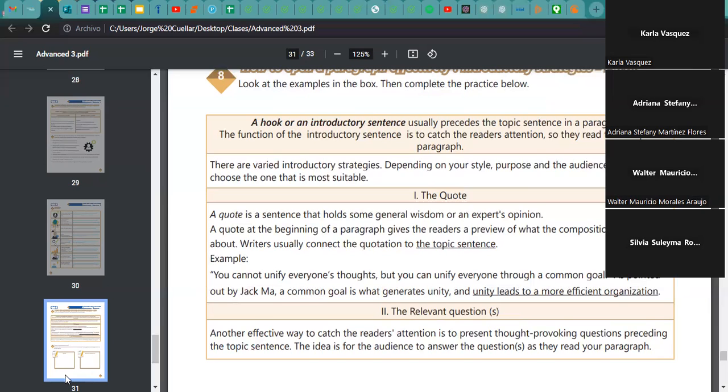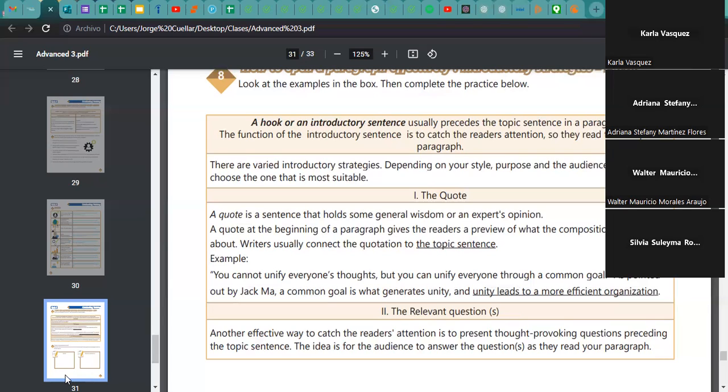Very good. So, this is not the topic sentence. This is before the topic sentence in a paragraph. As you may remember, we were discussing that one, the topic sentence, right? So, a hook or an introductory sentence usually precedes the topic sentence in a paragraph. The function of the introductory sentence is to catch the reader's attention, so they read the complete paragraph. And there are varied introductory strategies. Depending on your style, purpose, or audience, you will choose the one that is most suitable. And we have two strategies here.